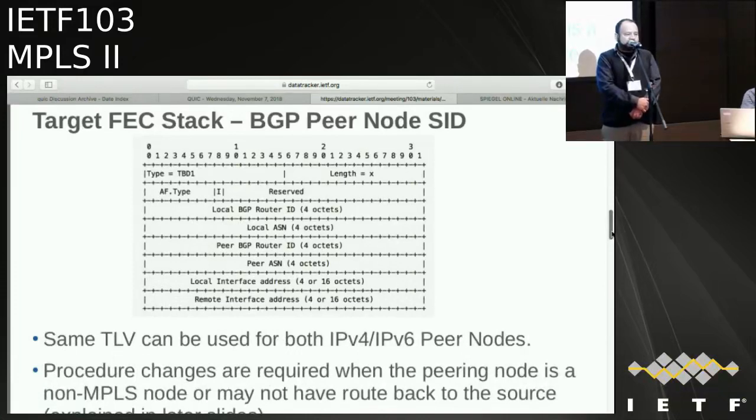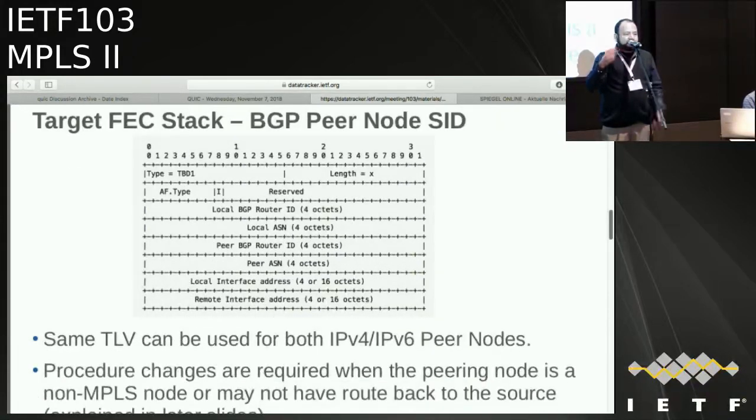In the procedure, there are certain changes, and we also try to highlight or address the case where you go to the neighbor of the node that is advertising the BGP EPE SID, and that neighbor, because it's a different AS, may not have a route back to the source, or it may not even be an MPLS router. So in these cases, the neighbor cannot respond to this request, and we put some consideration that I will go over at the end of the talk. So this is something that is different from the draft that was presented yesterday on BGP EPE SID.